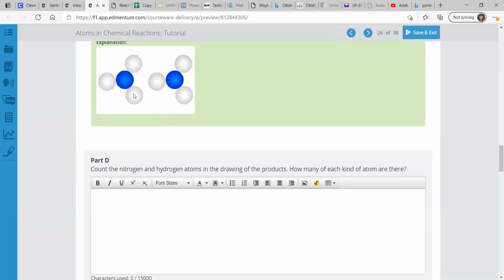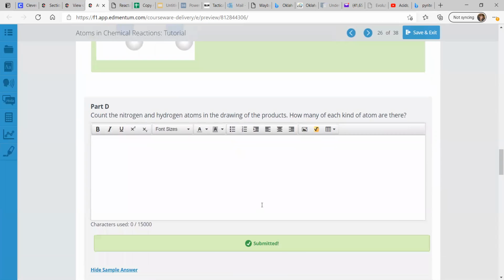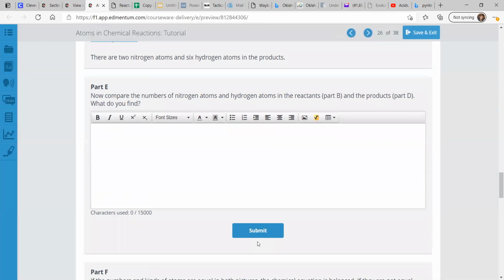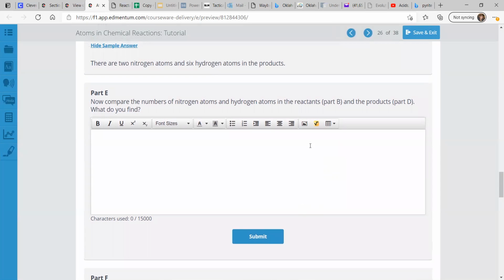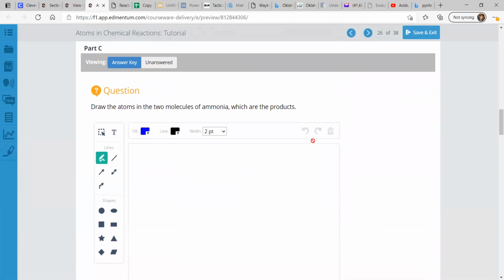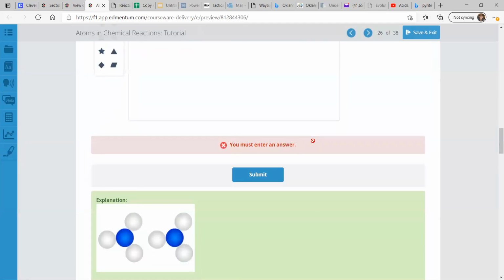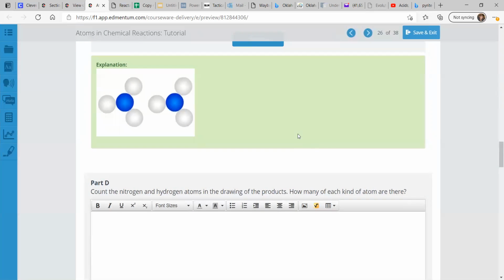You have 2 nitrogen and 6 hydrogen, so 2 pairs of 3 hydrogen atoms. So 2 nitrogen and 6 hydrogen atoms. Now compare the numbers of nitrogen atoms and hydrogen atoms in the reactants, part B, and the products, part D. So you're looking at B. So you have 2 nitrogen and 6 hydrogen. And you also have 2 nitrogen and 6 hydrogen.